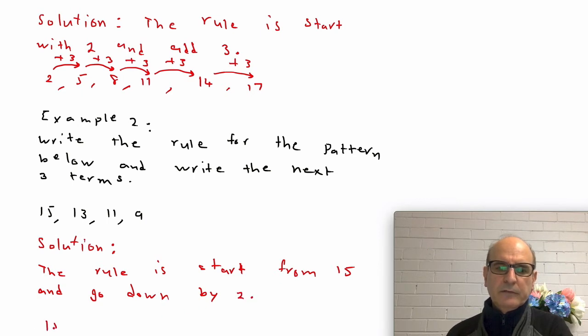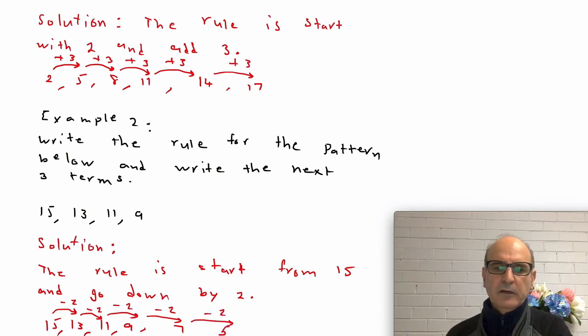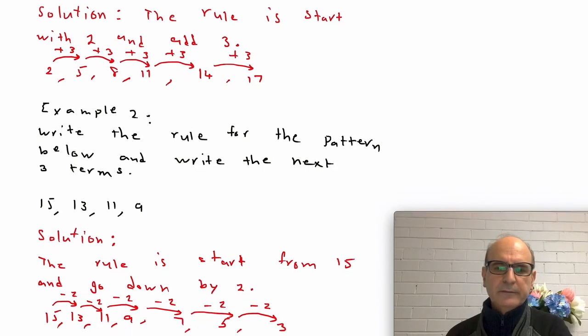So this way we can come up with the next numbers. So take away 2 from 15 you get 13, take away 2 from 13 you get 11, take away 2 from 11 you get 9. Now take away 2 from that, you get 7. Now take away 2 from 7, you get 5. And take away 2 from 5, you get 3. So these are the 3 numbers which we added.